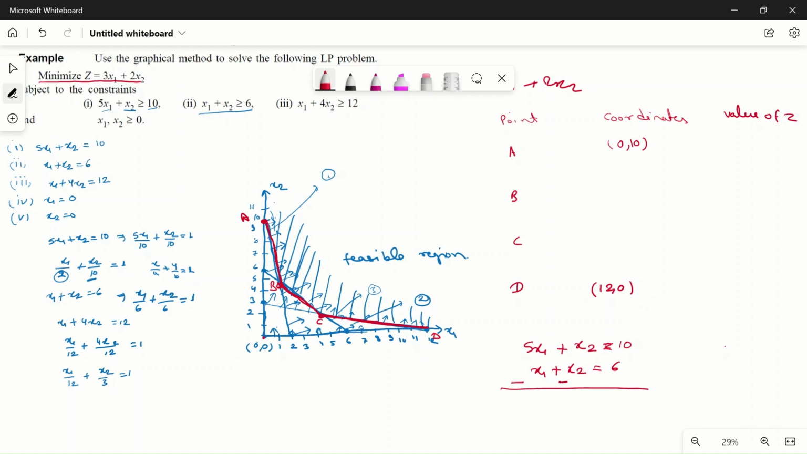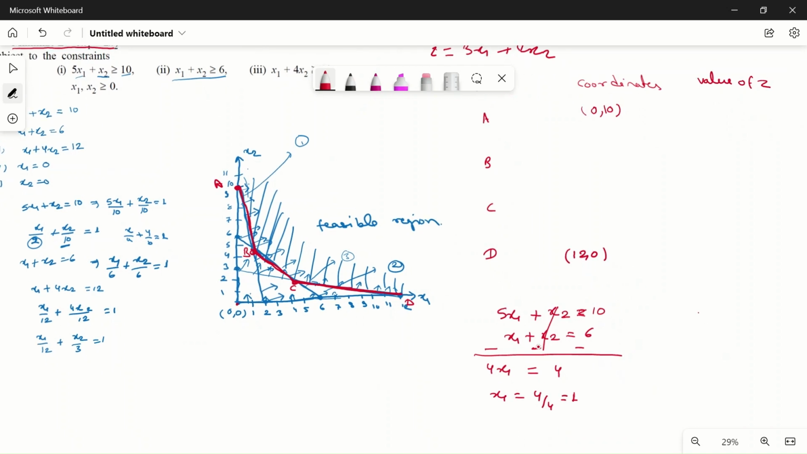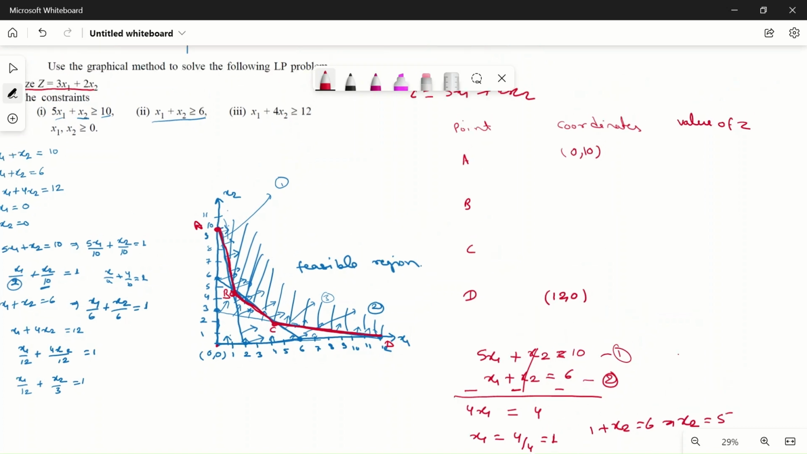If we deduct equation number 2 from equation number 1, then we will get 4x1, x2 minus x2 will be 0, is equal to 10 minus 6 is 4. So x1 is equal to 4 by 4, which is 1. If we put the value of x1 in equation number 2, then we will get 1 plus x2 is equal to 6, so x2 is equal to 5. So the coordinate of point B is 1 and 5.